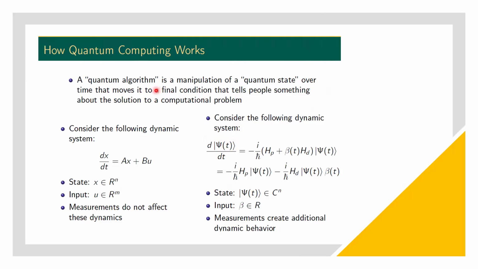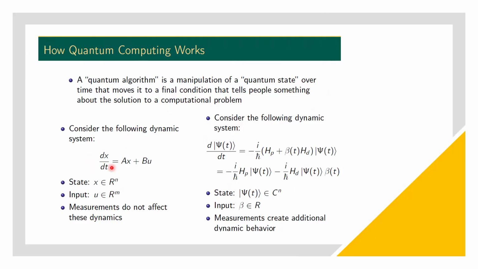So you might say, in what way? Well, a quantum algorithm is a manipulation of a quantum state over time that moves the quantum state to a final condition at which, if you perform a measurement, you can learn something about the solution to a computational problem. If you think about this definition, a manipulation of a state over time sounds a lot like control of a dynamic system. And I want to make that analogy here.